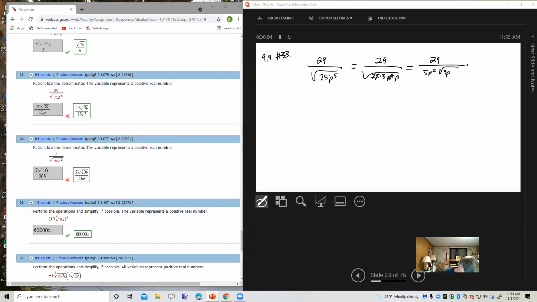Now I'm going to multiply the top and the bottom by the square root of 3p. So I get 29 square roots of 3p over 5p squared times 3p, which is 29 square root of 3p over 15p cubed. And nothing can further reduce. So there's the final answer there. Okay.